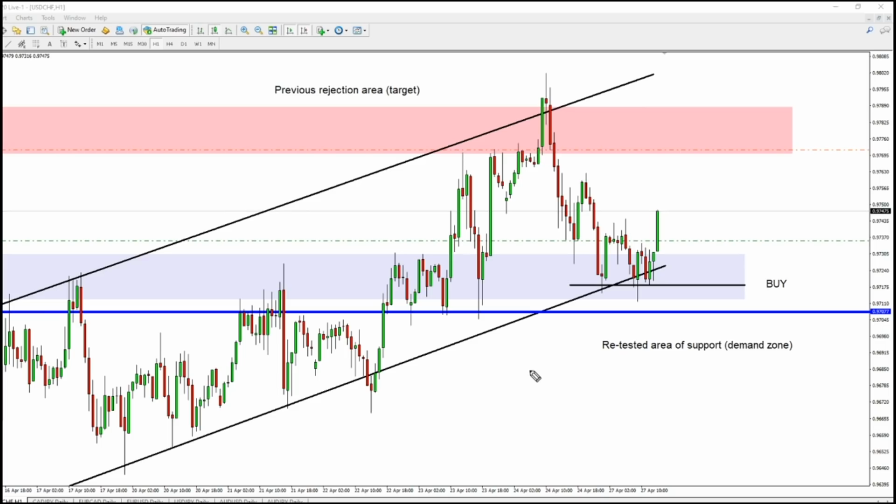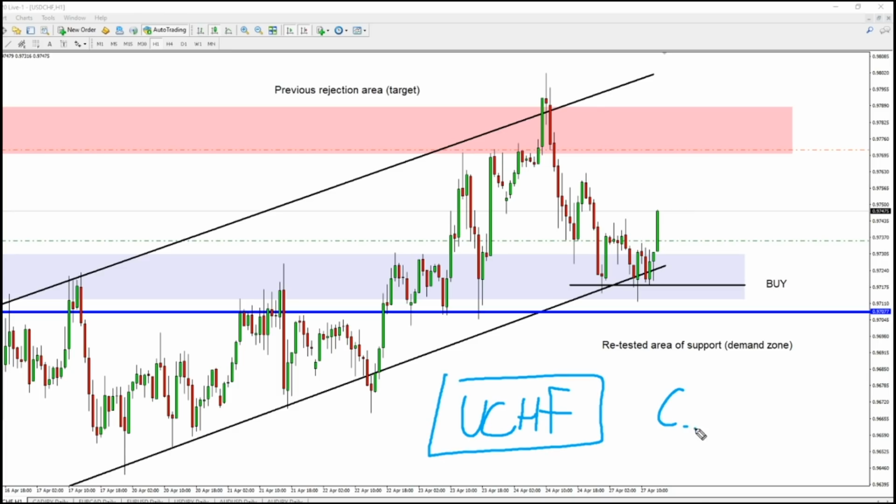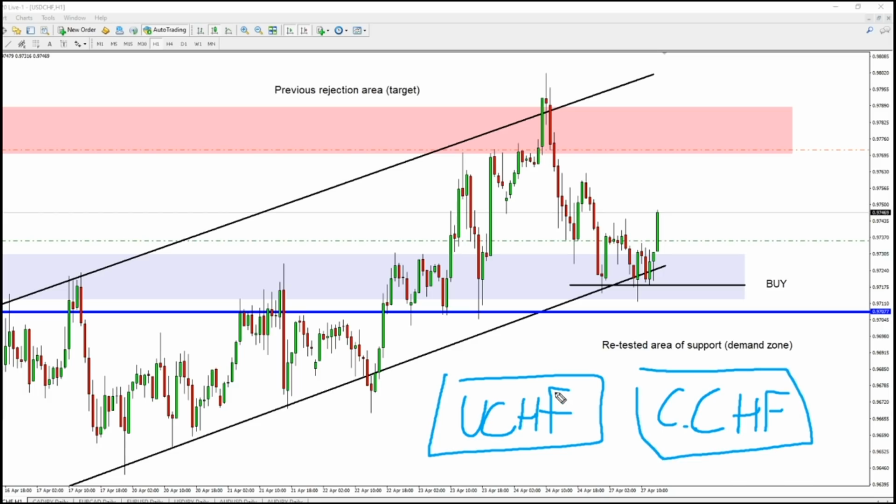So I'm going to talk about this position that I have here on USDCHF. This is the first one, and then we'll also take a look in a moment at another trade that I have on CADCHF. So I have two Swiss trades right now that I'm going to be talking about. I'm going to talk about why I'm in them, as well as where I'm looking to get out, why I took them and that sort of stuff. So let's get into it.